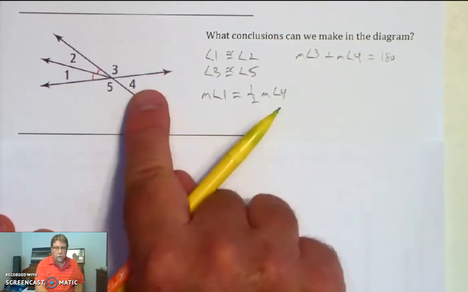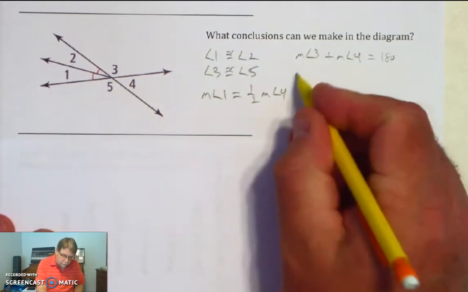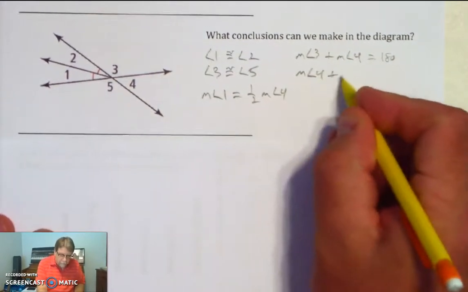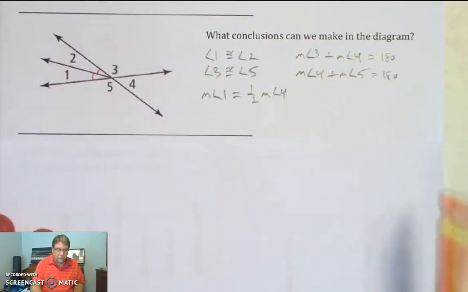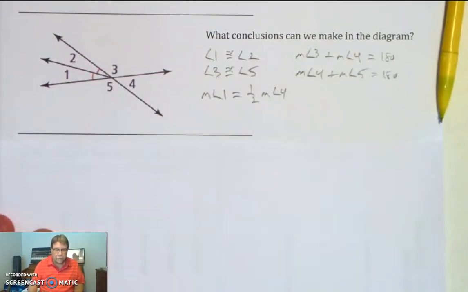That's also true for angle 4 and angle 5. So we can say the measure of angle 4 plus the measure of angle 5 equals 180. And that's basically what we have in that particular diagram.